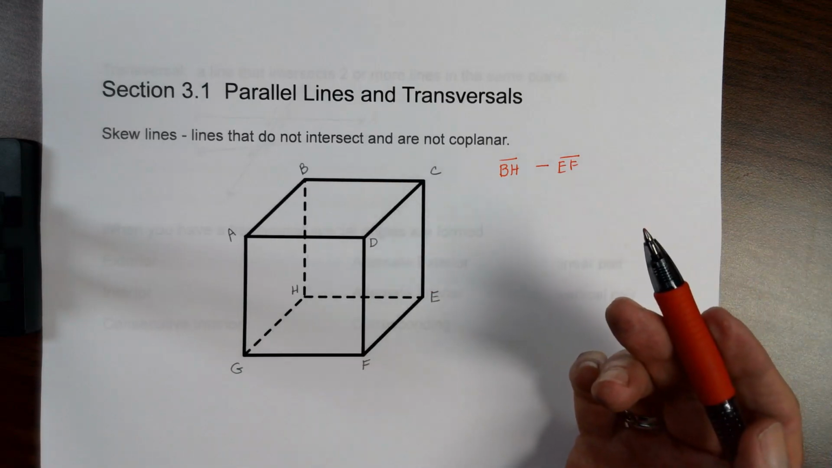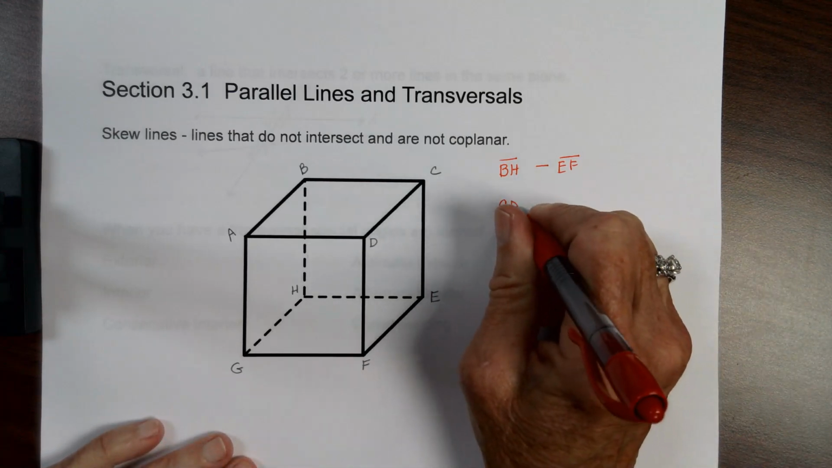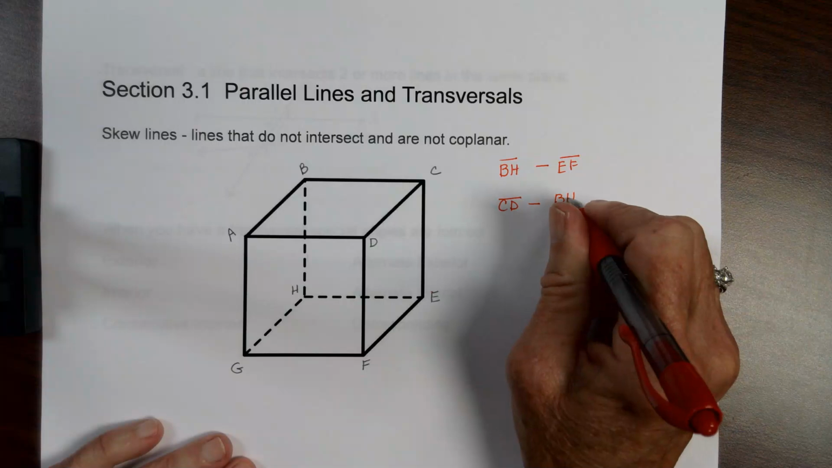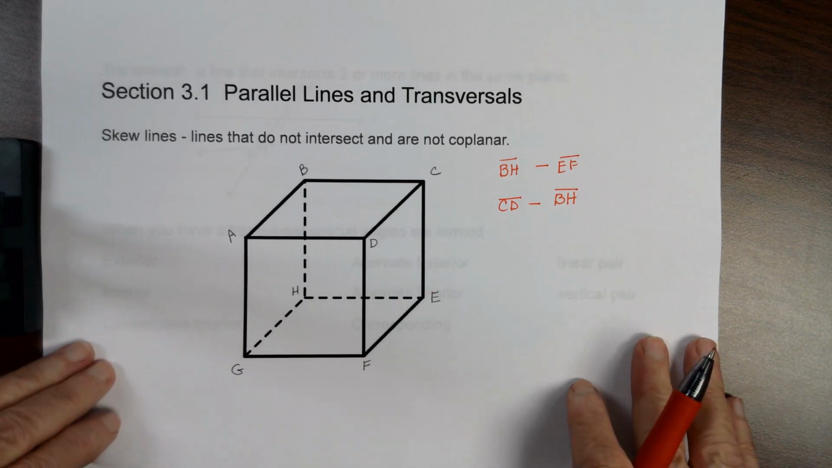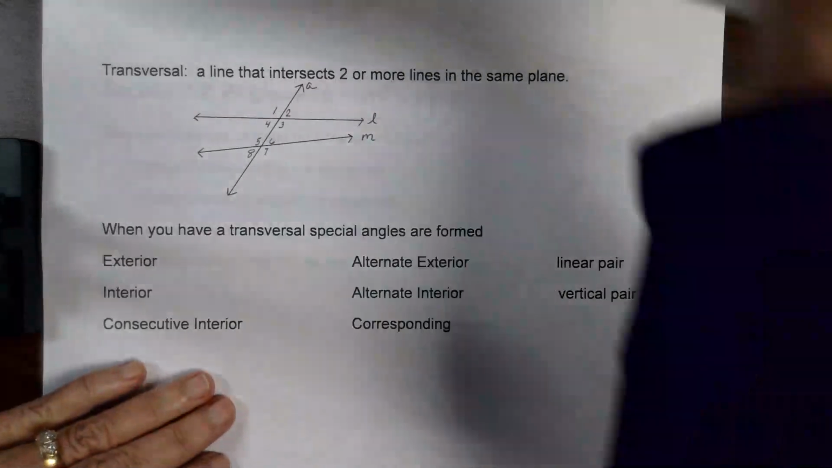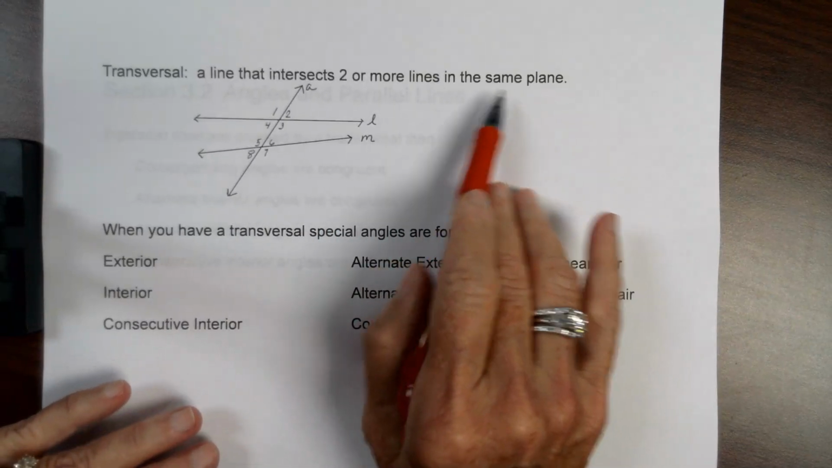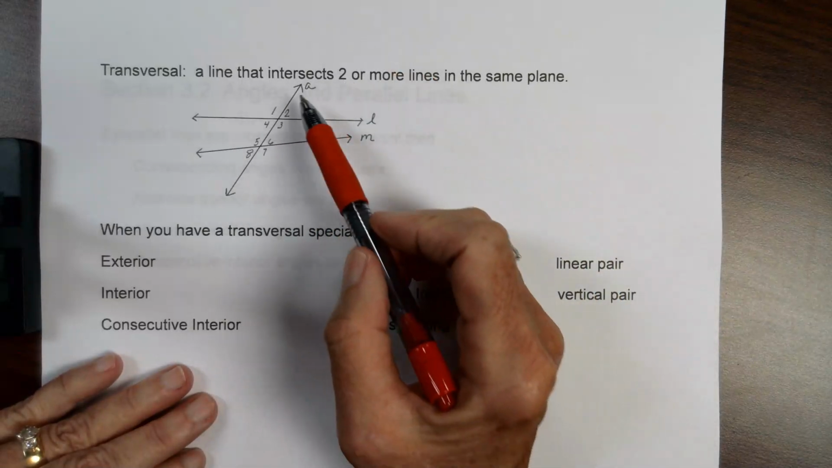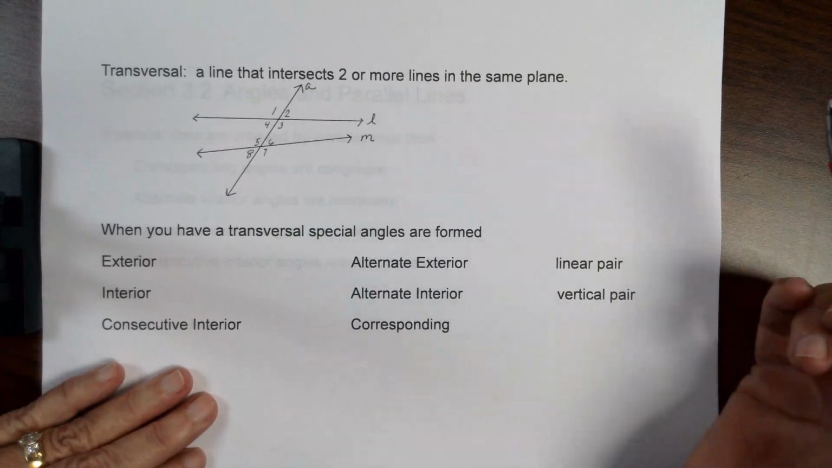If you wanted to pick another one, maybe CD and BH. In other words, they're never going to cross even if they continue on, and they are not on the same plane. In other words, they're not on the same flat surface. A transversal line is a line that intersects two or more other lines in the same plane. So in this particular illustration, A is a transversal that crosses over both L and M.